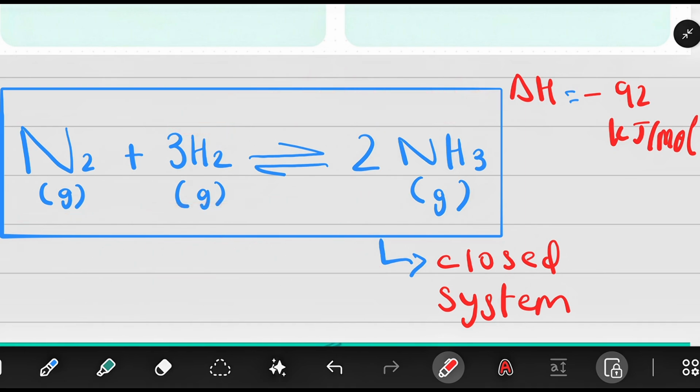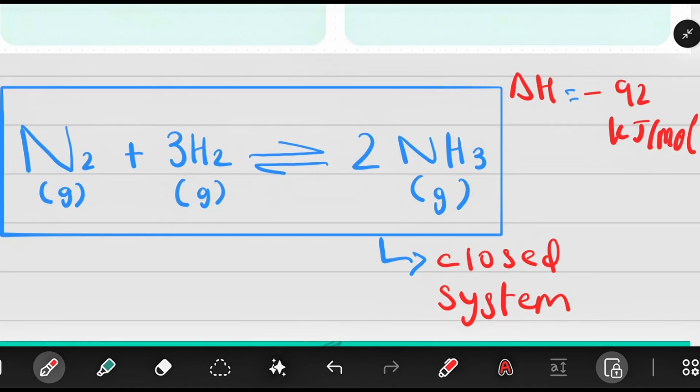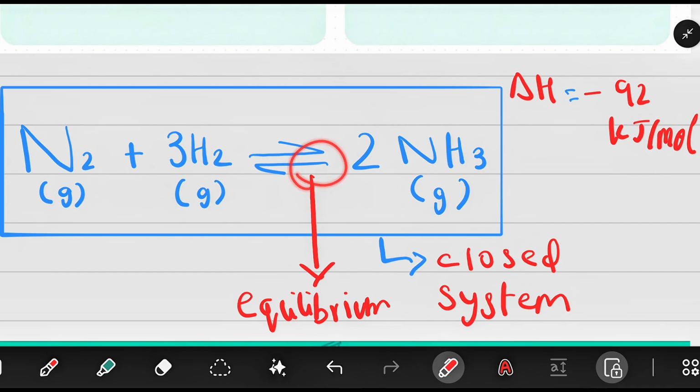Now because the forward reaction is exothermic and the backward reaction is endothermic, the forward reaction releases energy to the surroundings. Now if I want to explain this to you a little bit more clearly, let's just say that my position of equilibrium lies in this manner. It lies over here right now, right?